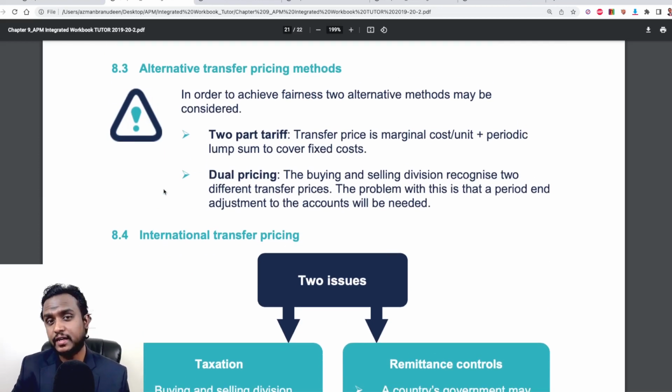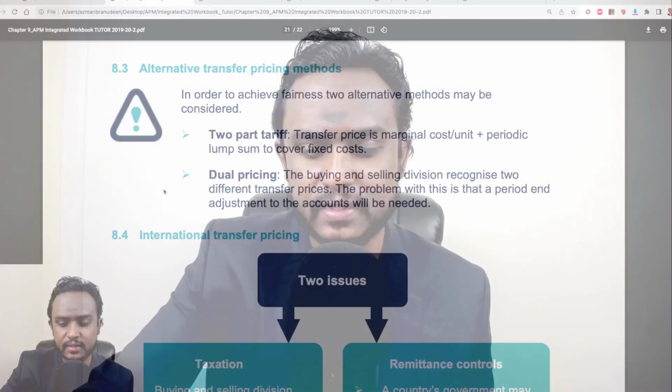And there are alternative methods to transfer pricing, which is what we will be looking at in the next segment.